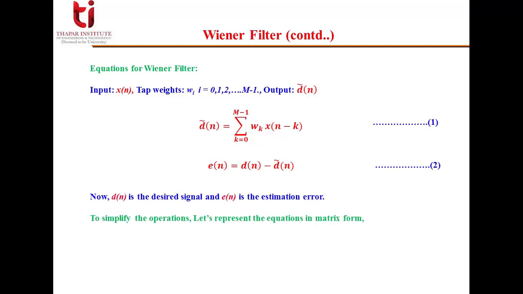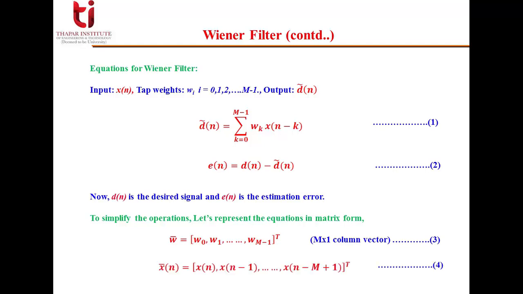Now let's represent this equation in matrix form to simplify the operations. We can say this W vector is an m cross 1 column vector corresponding to the tap weights W0 to Wm minus 1. Similarly, this x vector n is again an m cross 1 column vector of the present and past values of the input, that is xn to x of n minus m plus 1.